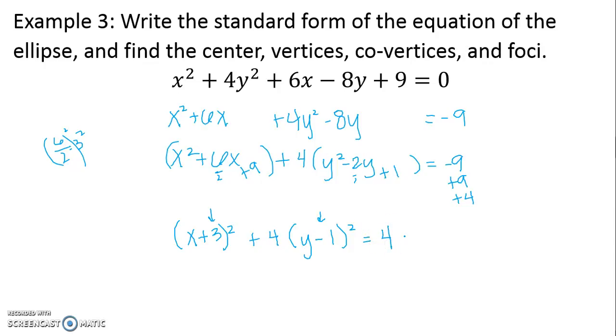Last step, like I mentioned earlier, you have to have it equaling 1. So I'm going to divide everything by 4. So I'm going to have x plus 3 squared over 4 plus y minus 1 squared over 1. And yes, I would go ahead and put it over 1. That way you can see what it is. Equals 1.